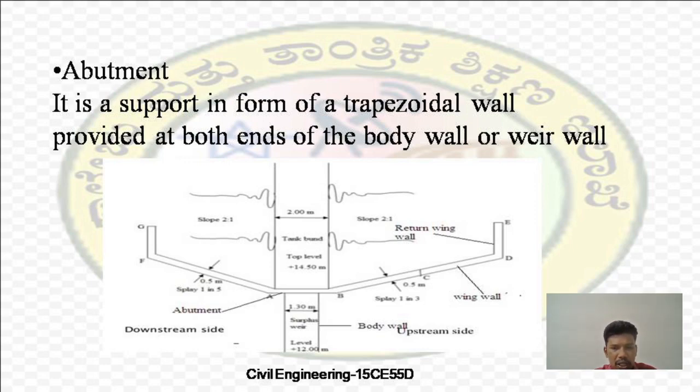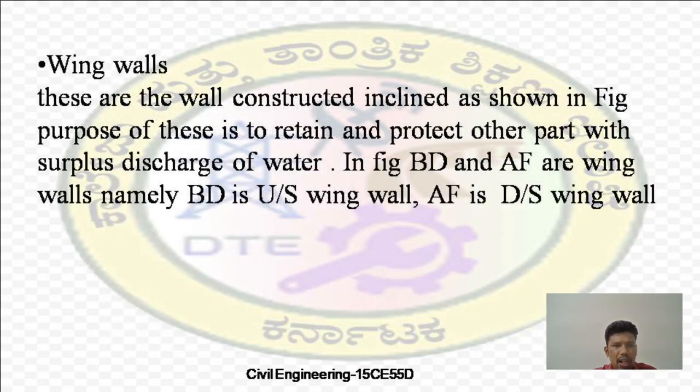These are the wing walls. Now we are discussing wing walls. As I showed, we have two wing walls, the upstream wing wall and the downstream wing wall. Wing walls are nothing but inclined walls. As shown in the figure, these are the inclined walls which are constructed for the quick escape of water.